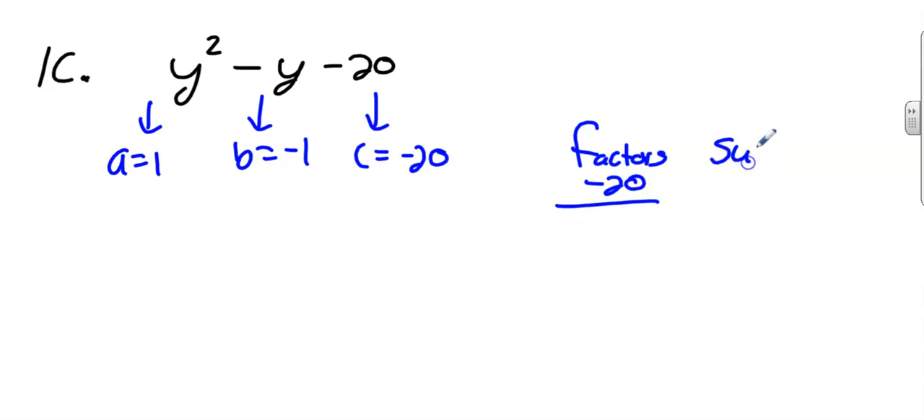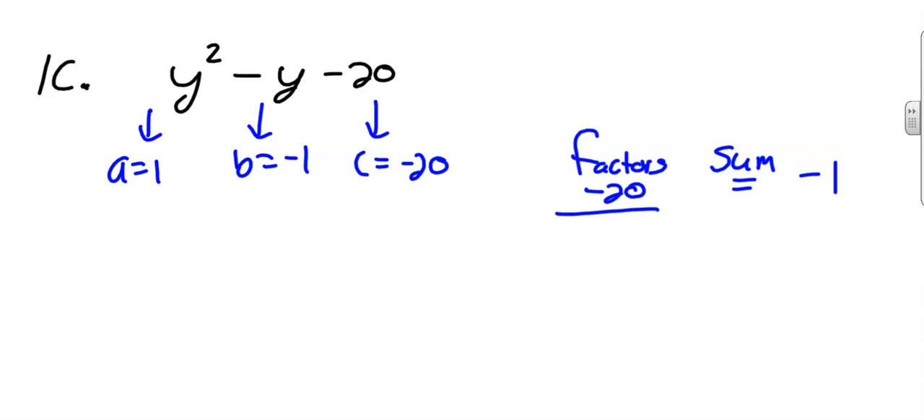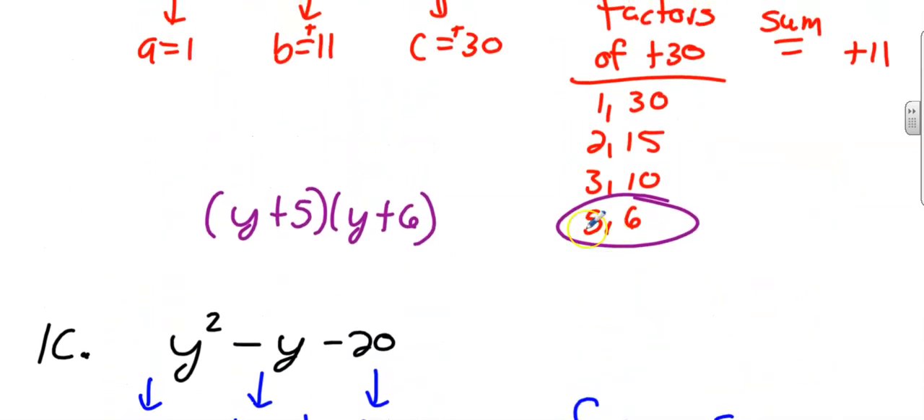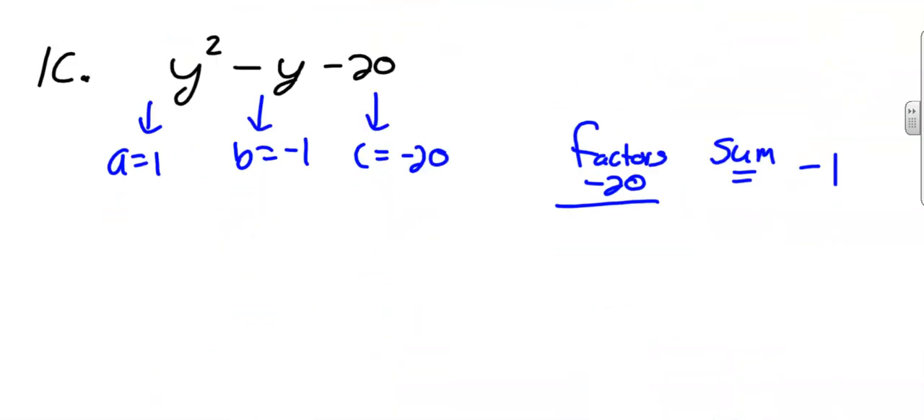But we need the sum to be negative 1, which means, if it's a negative number, the only way to get a negative number is that you have to have one negative and one positive. If you had two negatives and multiplied them together, it would make a positive. In all the problems we did back here, if the numbers were positive, a positive times a positive is a positive. So go ahead and list your numbers. You've got 1 and 20, you've got 2 and 10, and then we've got 4 and 5.